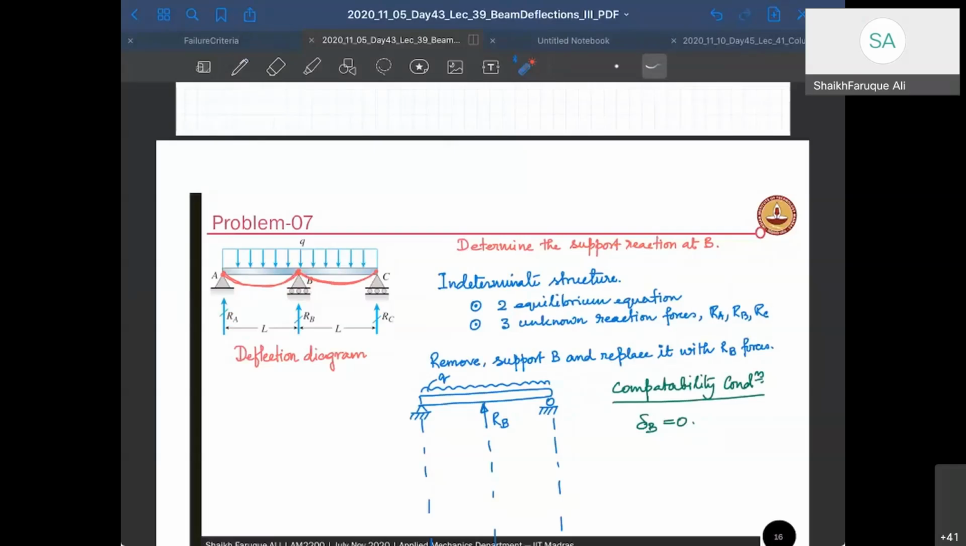Now, which support shall I remove and provide a reaction force? Let us first try C. If I remove C, this is a beam that will look like this, right?